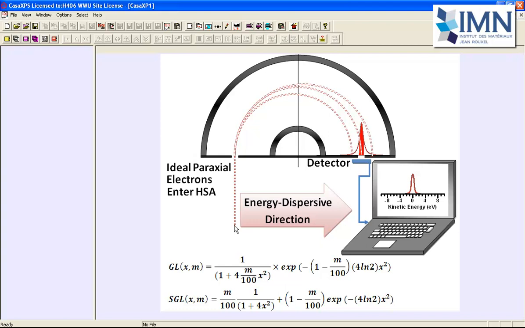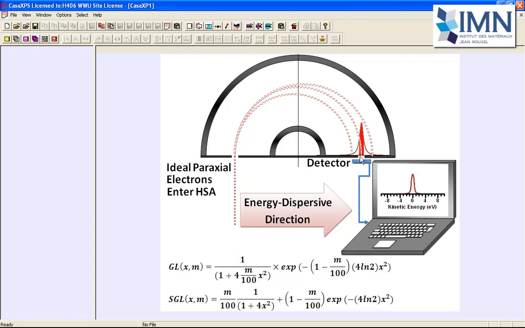So let's look at this in an ideal sense. In a perfect world, we would have paraaxial electrons entering at a point source into the HSA, and these would contain a range of energies that when you split them in terms of energy, then you would have a Lorentzian-like line shape, and this is fairly typical of an s orbital. Spreading over the detector is this Lorentzian, and we have an aperture through which signal is allowed to pass and be detected and then passed on to the data system.